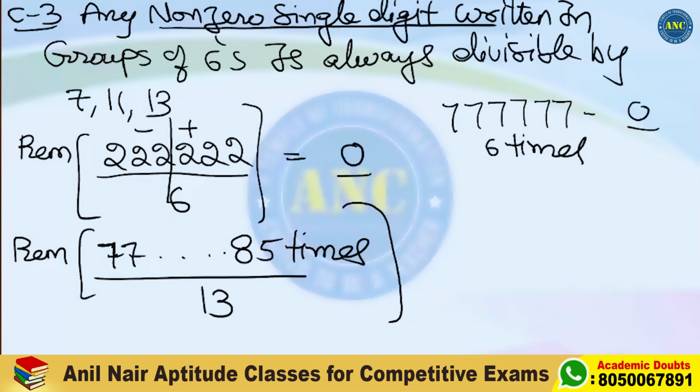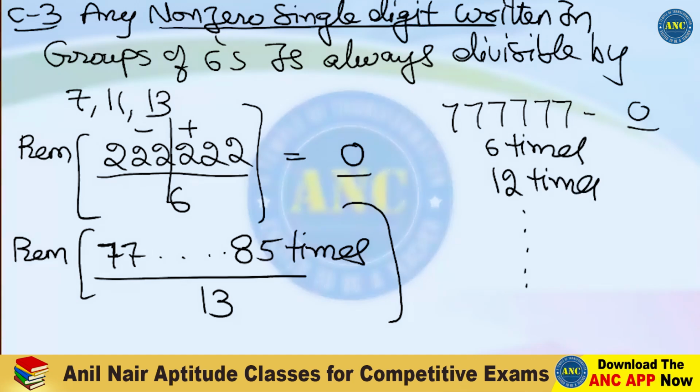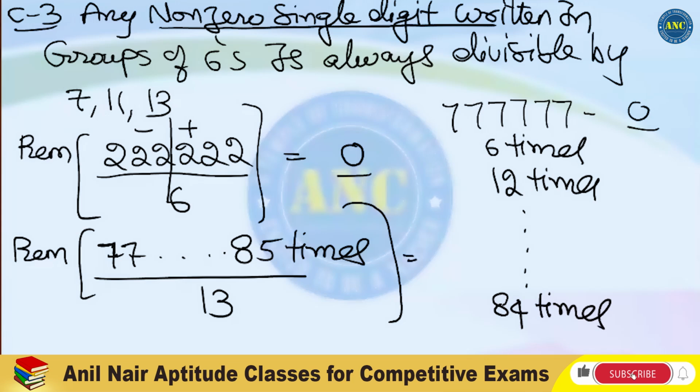Not only 6 times, but any multiple of 6 times it is 0. 12 times it is 0, and so on up to the multiple of 6 till 85. 6 times 14 is 84, so 84 times it is 0. What is remaining? 17 is left. I hope the divisibility rule for 7, 11, 13 is clear. Are you all with me? I hope this idea is clear.